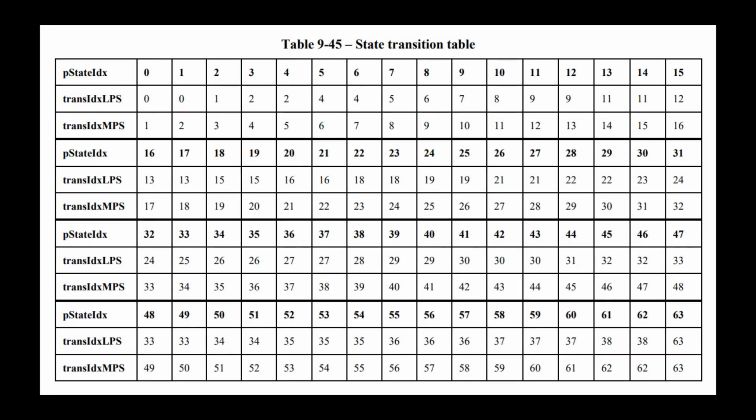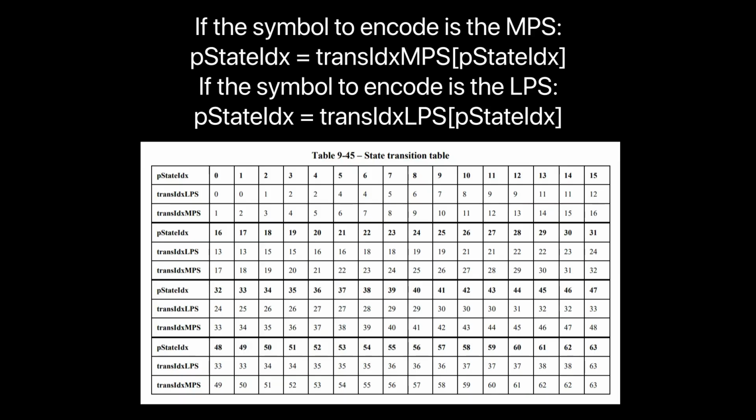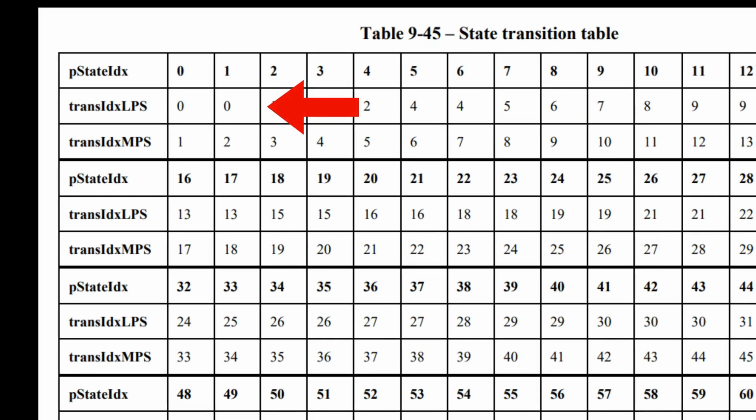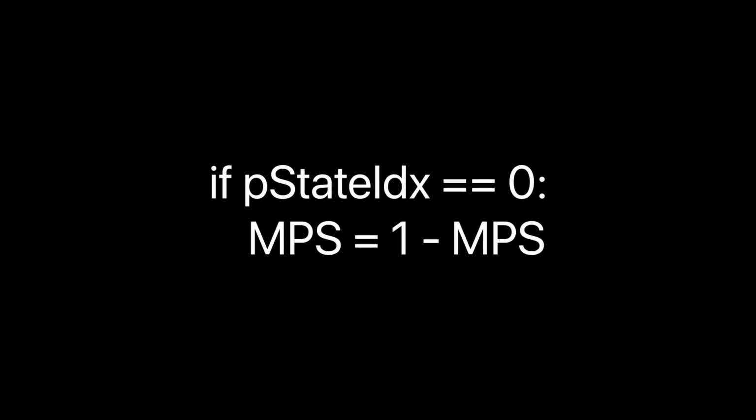This step updates pStateIDX or the MPS certainty. Again, to avoid excessive computation, we will use table 9-45 of the H264 specs. Here is the mapping of pStateIDX depending on the MPS or LPS. If pStateIDX has lowered to 0, then we will flip the MPS.